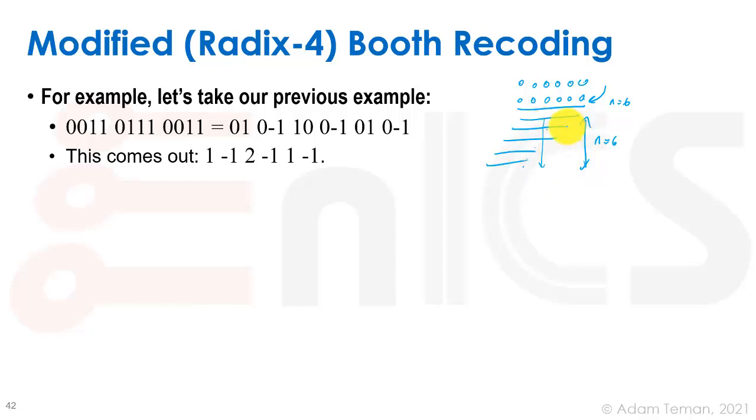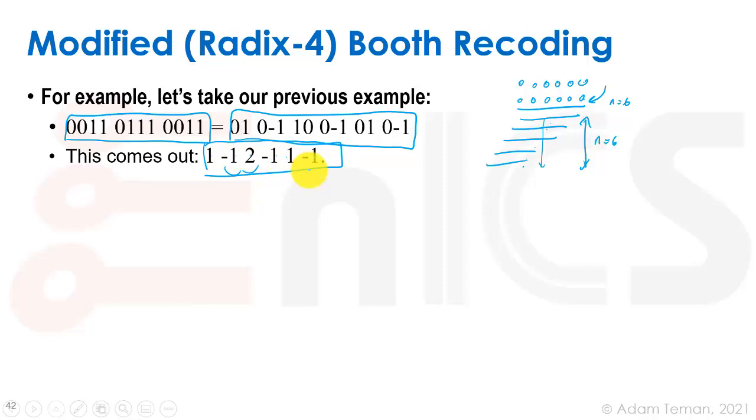What booth recoding did is it actually gave us fewer partial products. We actually have half of the number of partial products over here. So look, we had here 12 bits in our initial multiplier, and after booth recoding, we actually got 1, 2, 3, 4, 5, 6, exactly half of the number of these. So assuming we can do this -1, -2 types of operations, then we can really reduce the number of partial products to be n/2 instead of n. And that's a really cool thing to do.